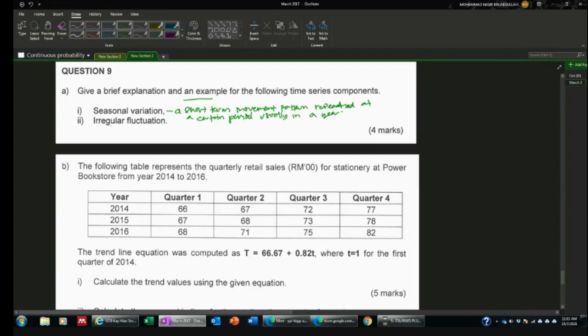Contoh, you bagilah contoh apa-apa kan? So irregular fluctuation, irregular trend is unpredictable movement, right? Of a time series data. Alright, example, you bagilah example, let's say fire happen in a block ataupun we have a pandemic, right? So after that dia akan punya sales akan naik balik lah, but it slowly increase lah.